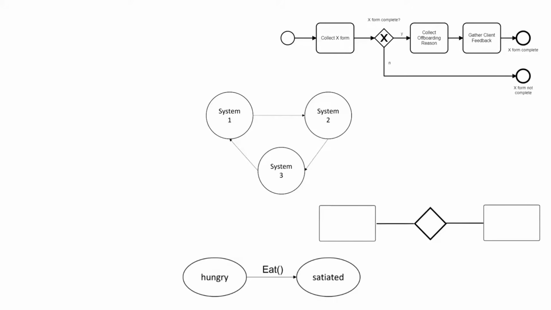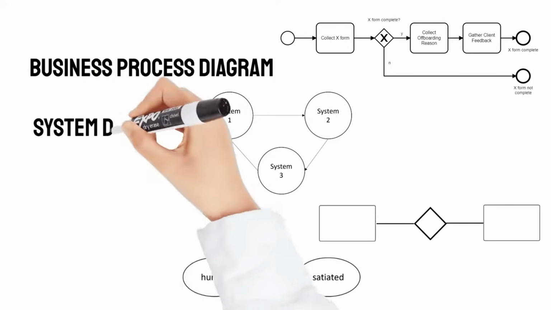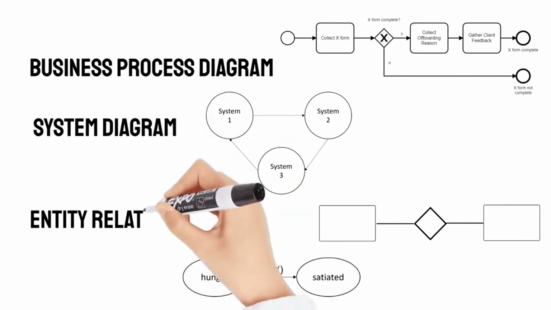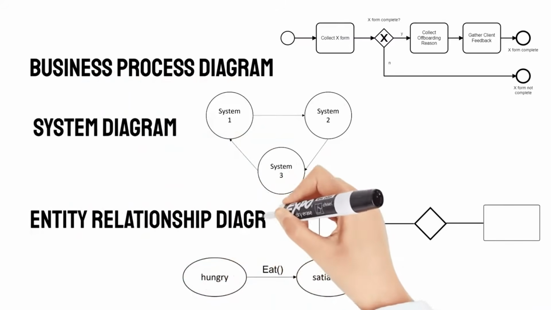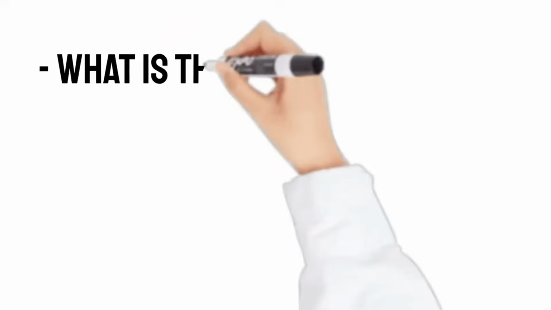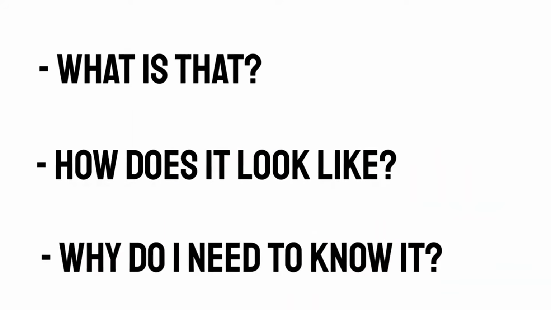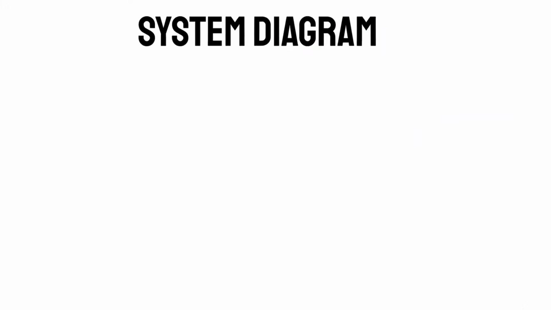These are the most important diagrams every business analyst must know: the business process diagram, the system diagram, the entity relationship diagram or class diagram, and the state diagram. For each of those 4 diagrams, I will explain what it concretely is, what it looks like, and why you need to know this diagram. Let's start with the first one, the system diagram.